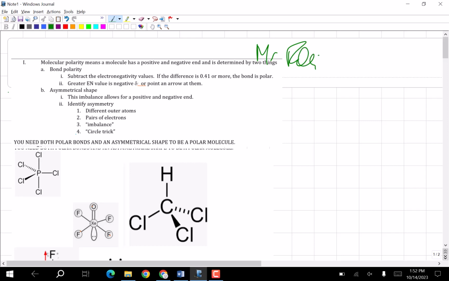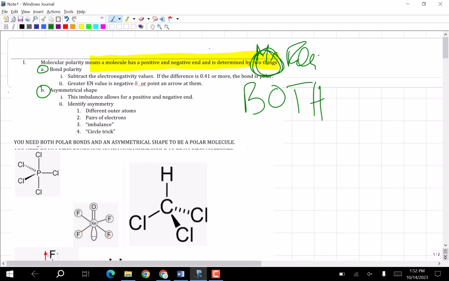All right, molecular polarity. Remember, we already talked about bond polarity, but molecular polarity means a molecule has a positive and a negative end and is determined by two things. Now, these two things are what people get wrong all the time. They forget you need to have both of them. You need to have both bond polarity. Remember, you get that by subtracting the electronegativity values, and if it's 0.41 or more, the bond is polar.